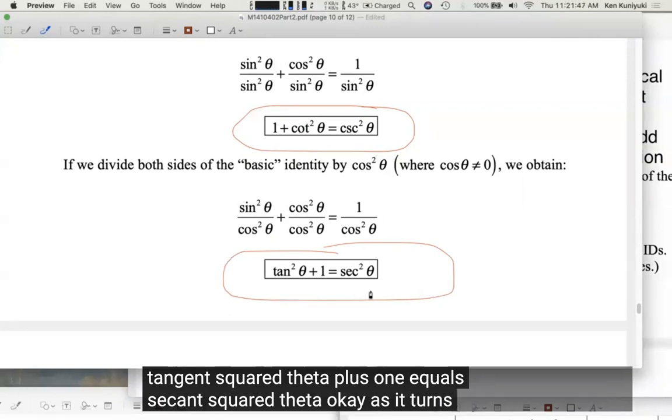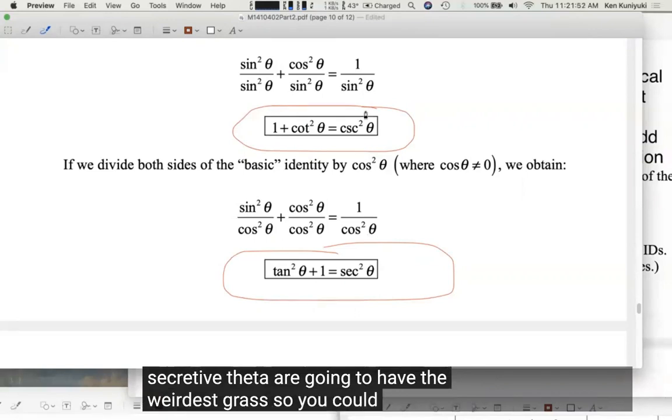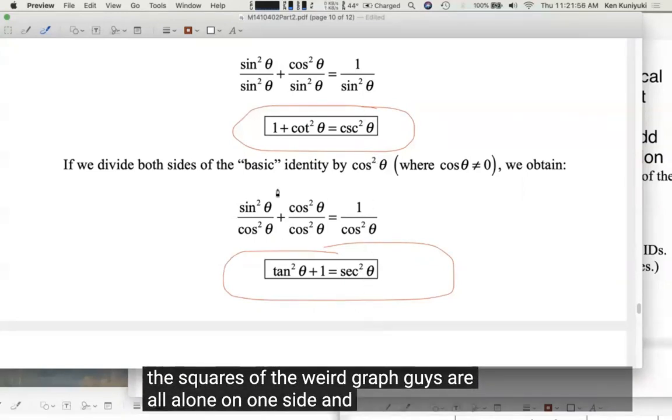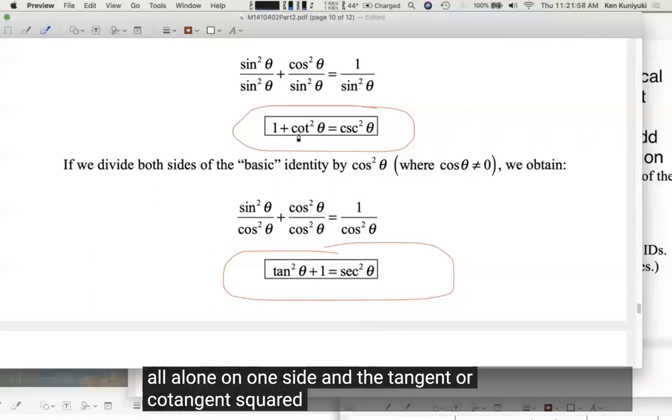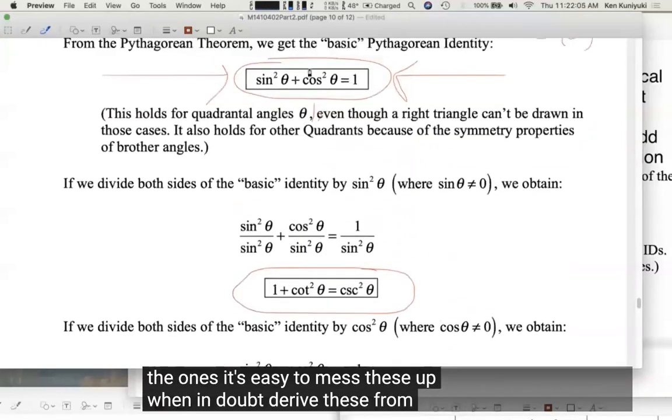As it turns out, cosecant of theta and secant of theta are going to have the weirdest graphs. So you could think that the squares of the weird graph guys are all alone on one side, and the tangent or cotangent squared guys are together with the ones. It's easy to mess these up. When in doubt, derive these from the basic identity.